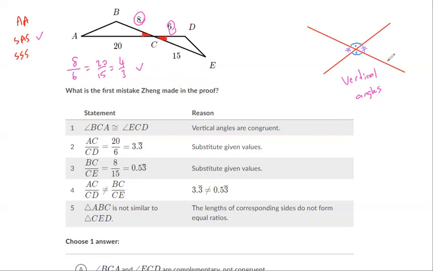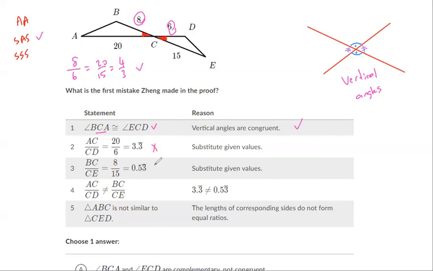So let's look at what they did. Okay, they did say angle BCA, which is this right angle, is congruent to angle ECD, which is this right angle, so that is equal to each other. The reason is vertical angles. That is correct. And now AC, which is this 20, divided by CD, CD is 6. Okay, they did this divided by that, 3.3. And BC divided by CE, that's 0.5.